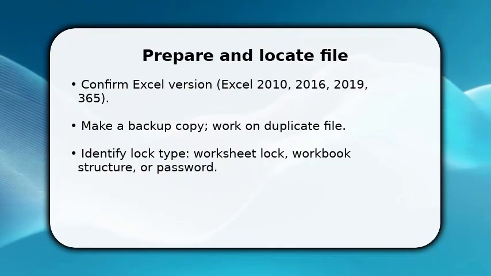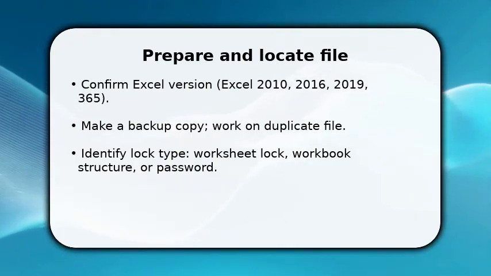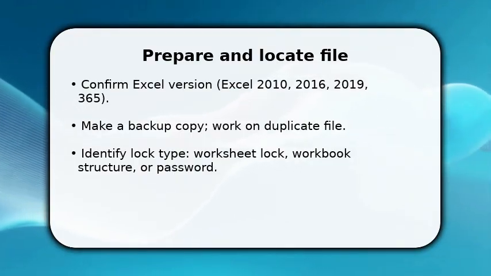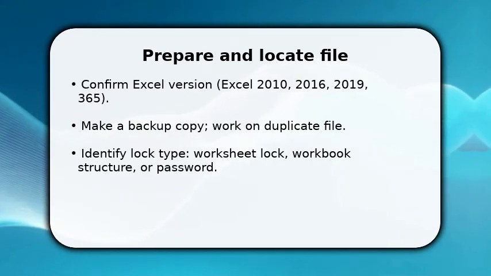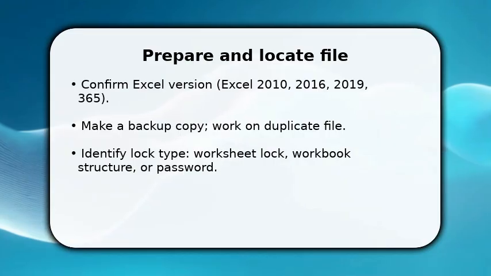You start by making a backup and confirming the Excel version so you avoid surprises. Once done, locate the exact locked element, a protected sheet, a locked workbook structure, or a password-protected file. You should save a duplicate and close other programs that might hold a file handle.